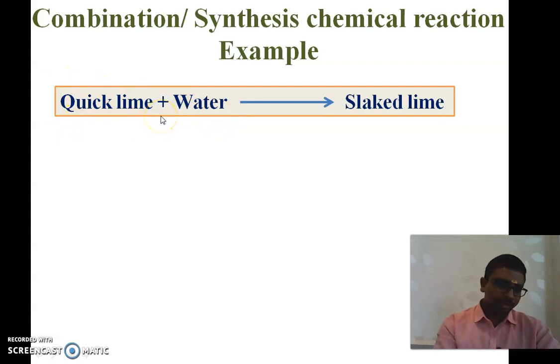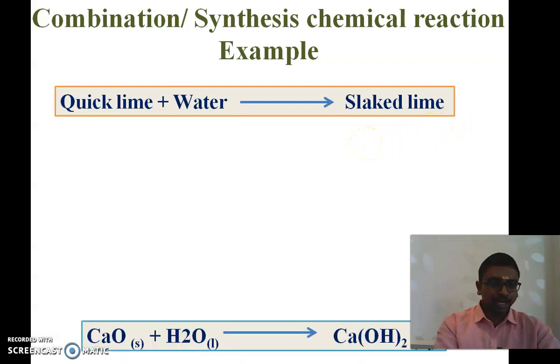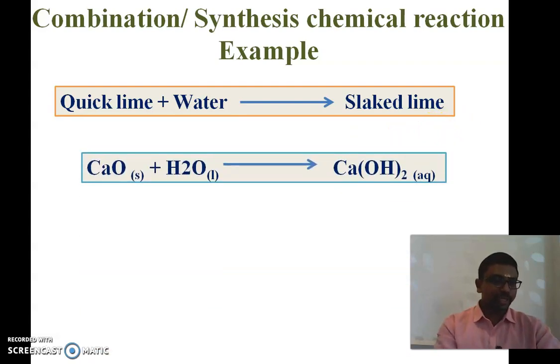Quicklime is calcium oxide, that is CaO. Water, the chemical formula is H2O. They combine to produce slaked lime. Slaked lime is a commercial name. The chemical name is calcium hydroxide, that is Ca(OH)2. So this is the chemical name for slaked lime, that is calcium hydroxide.